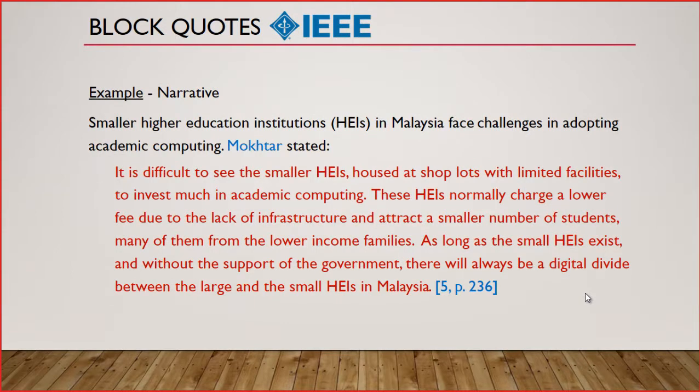Now the narrative: you can put in Mokhtar stated, Mokhtar is the author. But at the end, you can see it is not just p. 236. You still have to put in the 5 here: 5, comma, p. 236, although this is narrative. So this is how it is written in IEEE.